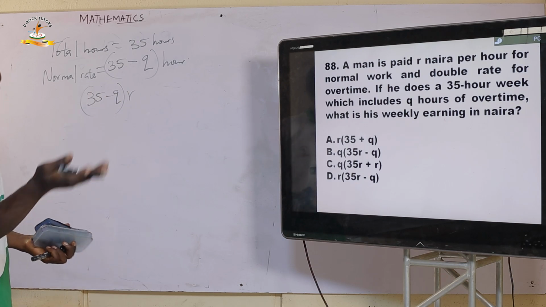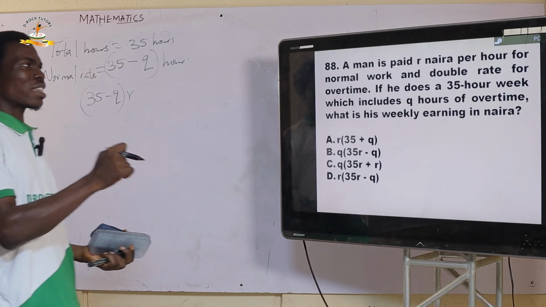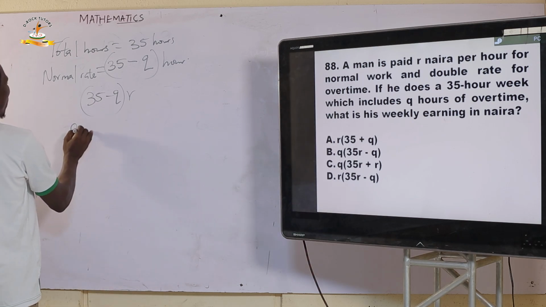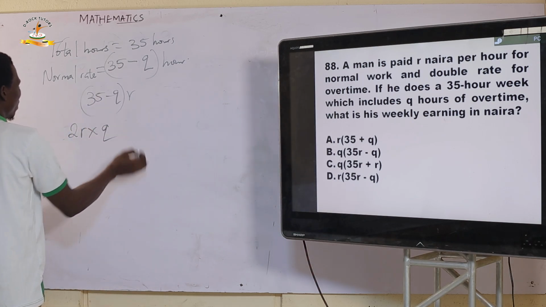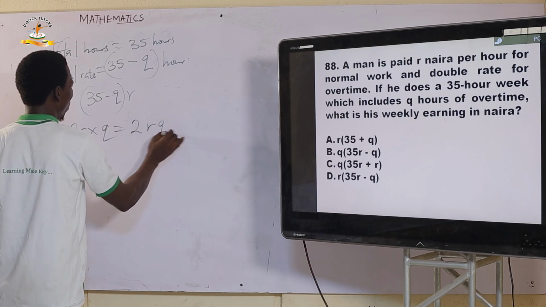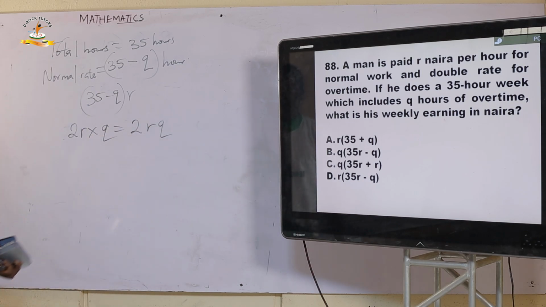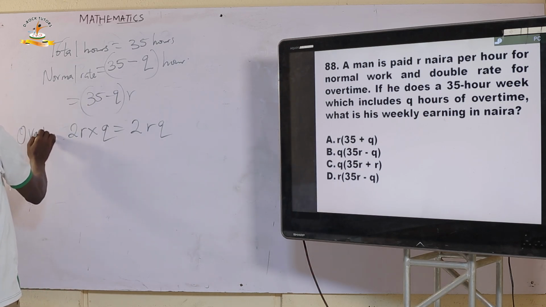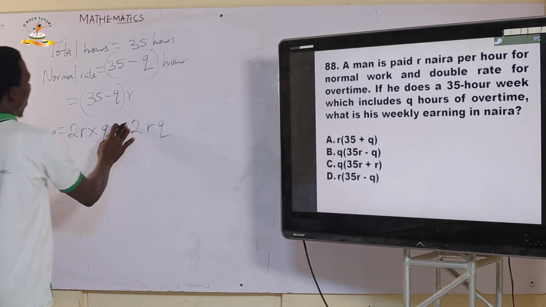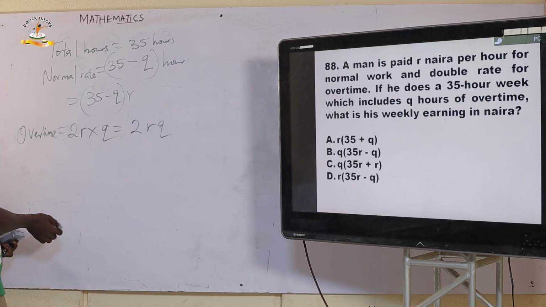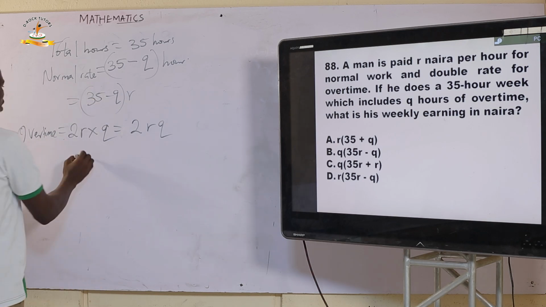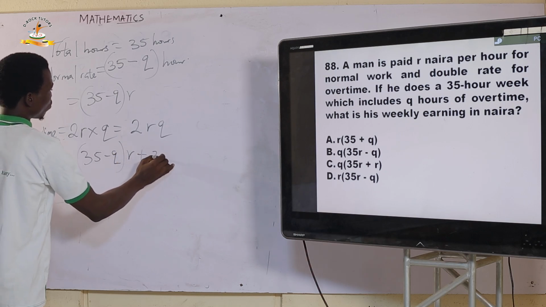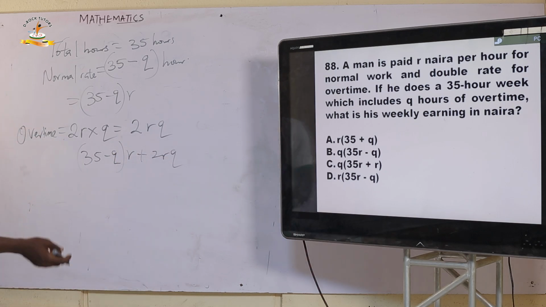However, because he did overtime, we need to calculate that also. His overtime is going to be double the rate. That is 2R multiplied by his overtime hours, that is Q. And this is 2RQ, or you say 2QR. This we now have to fix into this equation. The total payment is going to be normal rate plus overtime, which is 35 minus Q times R plus 2RQ.